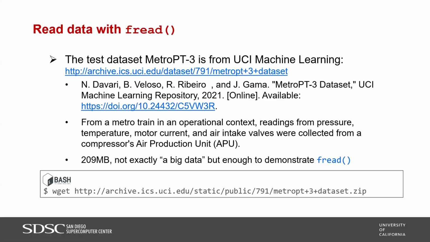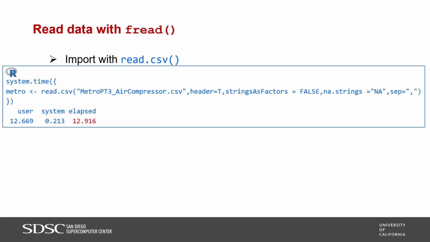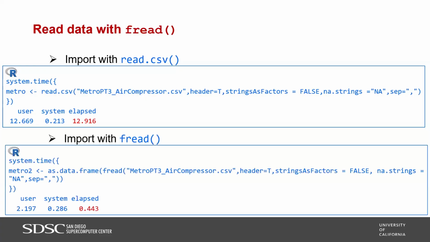For this fread example, we choose to download a dataset from UCI's machine learning repo, which is around 200 megabyte. We just download it with the wget function. If we want to import the raw data into the R session with read.csv, it will take 30 seconds. If we use the fread function, you see the command is still just one line and the syntax almost the same. It's only 2.4 seconds.